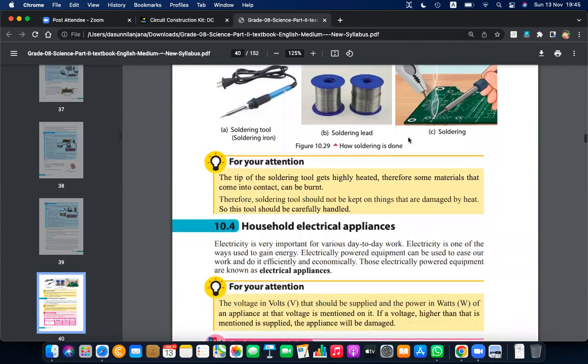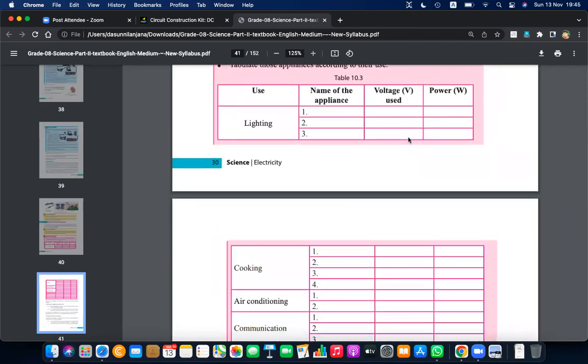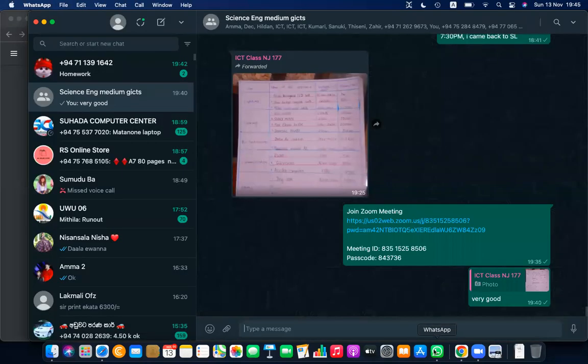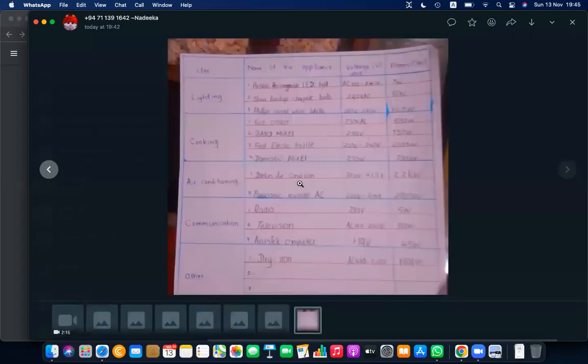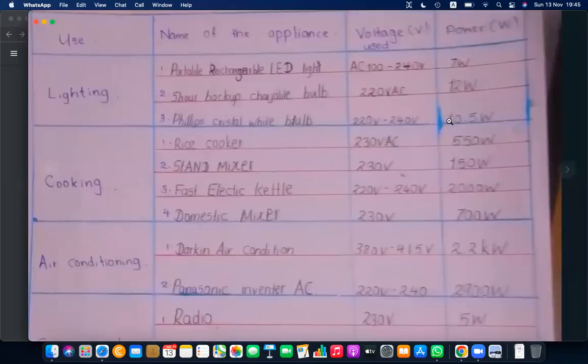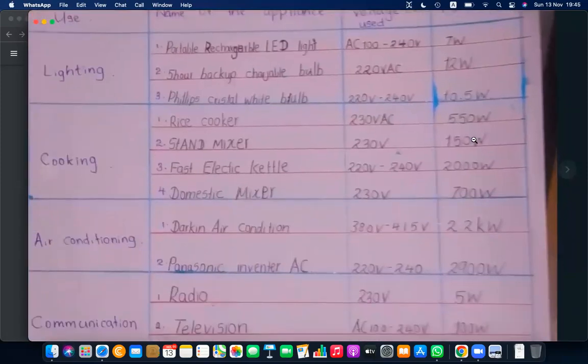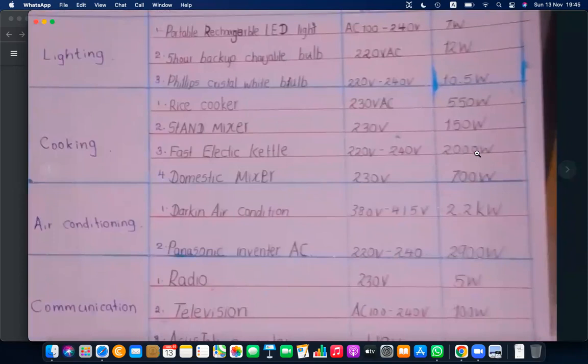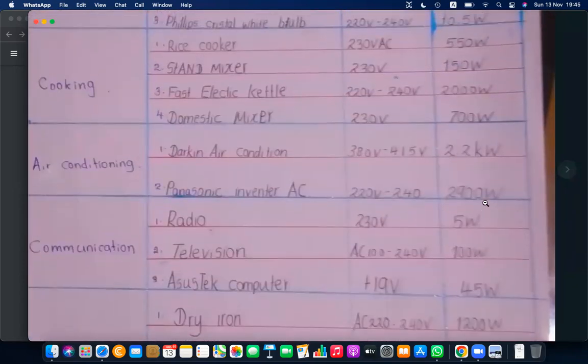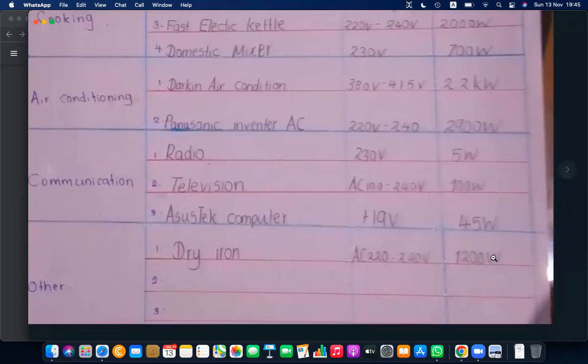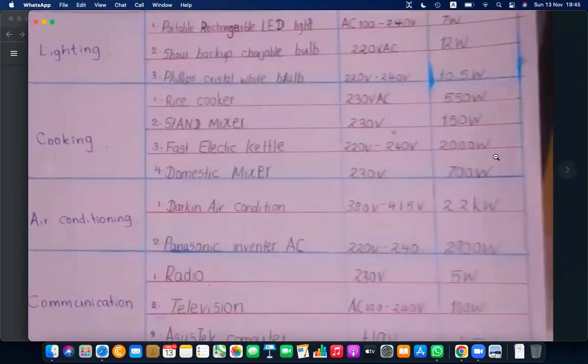And today, I just gave you a small exercise, you have completed that, good. I asked you to find out the voltage and wattage of different equipment that you can see in your home. So here, this is what you have found. You can see normal LED bulbs take small wattage, but the rice cooker, electric kettle, AC, and dry iron take high wattage. When wattage is high, what will happen to the consumption?